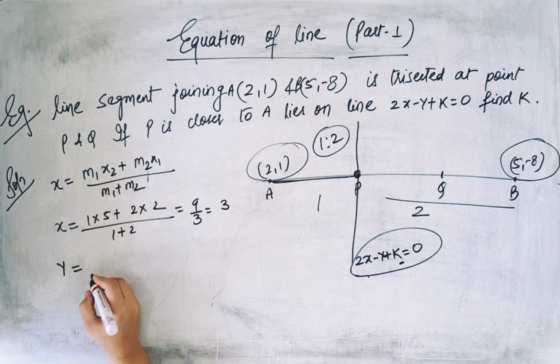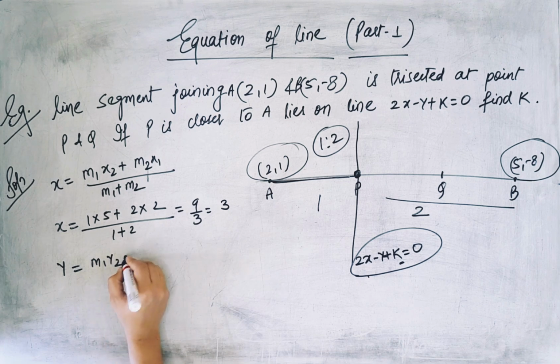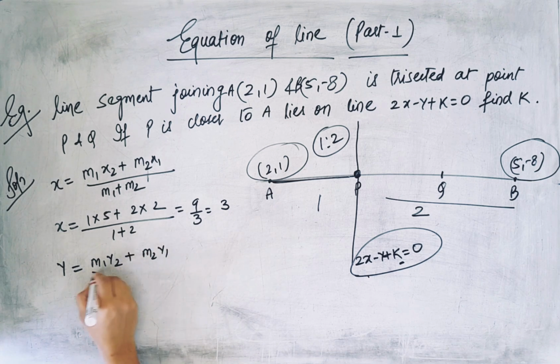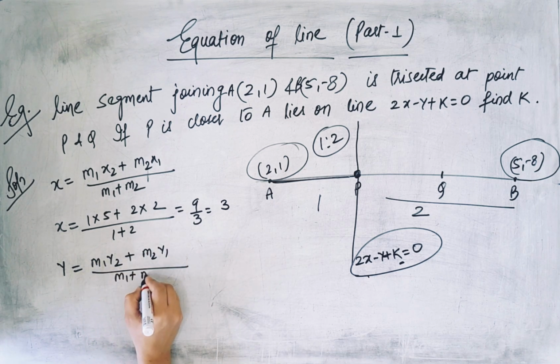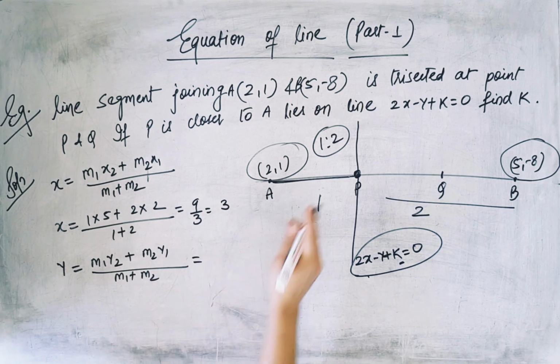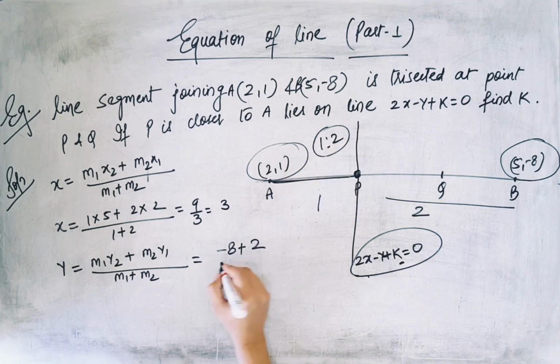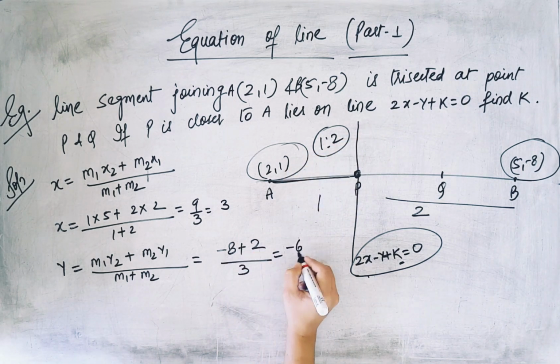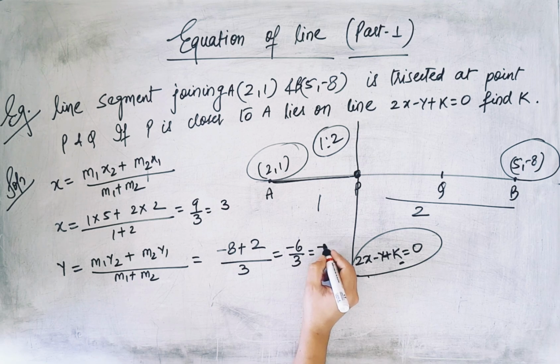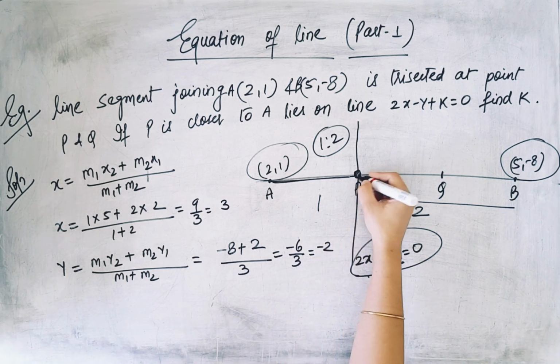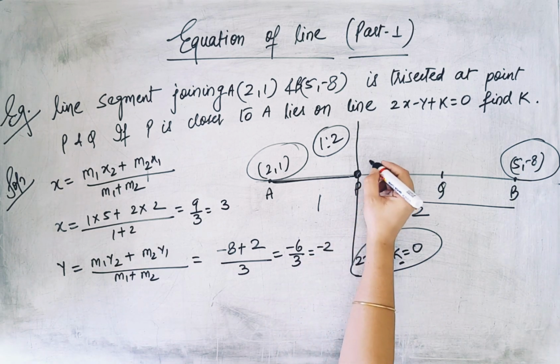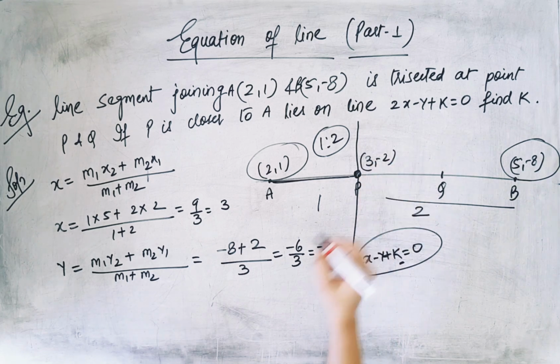Y will be what? The y coordinate formula will be (m1y2 plus m2y1) upon (m1 plus m2). So here m1 is 1, 1 into minus 8 plus 2 into 1, by 3, thus we'll get minus 6 by 3, that is minus 2. So the point P is represented by the coordinates (3, minus 2).